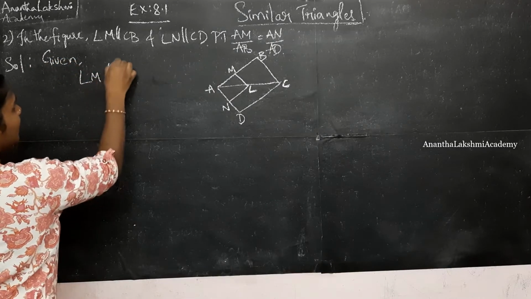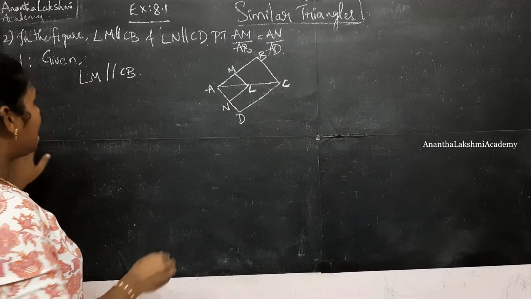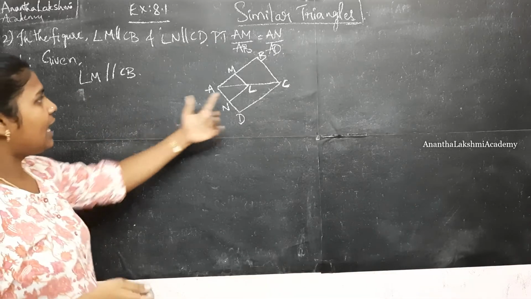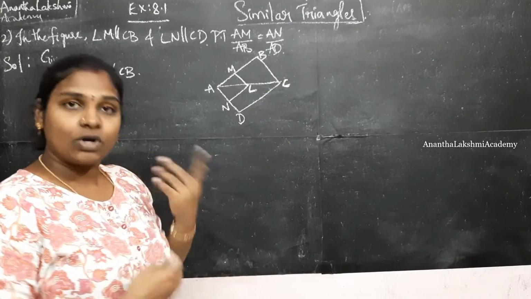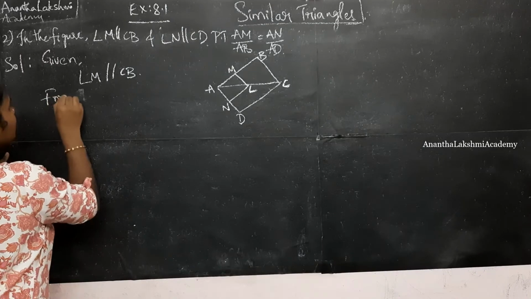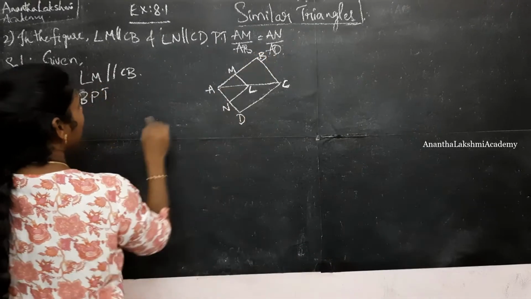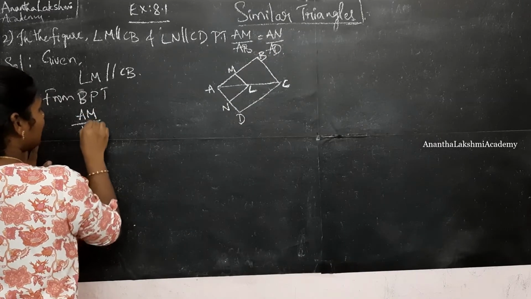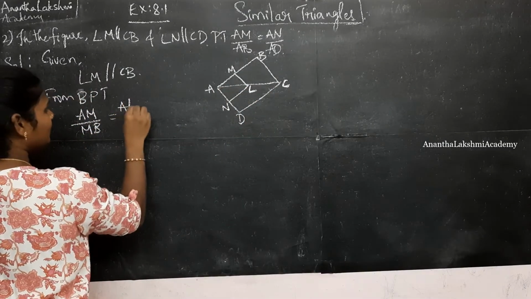Within the solution, given: LM is parallel to CB. This is given for us, and LN is parallel to CD. Okay, when a line is parallel to the other side of the triangle, what can we get from the basic proportionality theorem? By using the basic proportionality theorem, can I say AM by MB is equal to AL by LC?